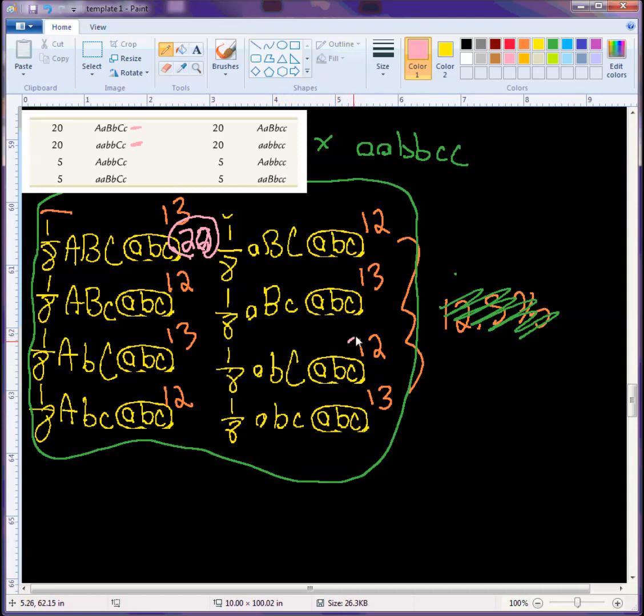Right here. So 20 should be here. I keep writing 22, I don't know why. But 20 should be there. And 5 should be homozygous recessive for B, and heterozygous for A and C.